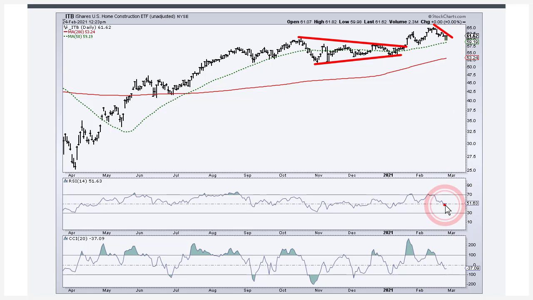And RSI is just near that 50 line, which is on the edge of mild oversold conditions. Not really oversold, it's just a pullback within an uptrend. CCI is not oversold, but this one is firming, and I would watch for a little breakout there and a continuation of the uptrend.